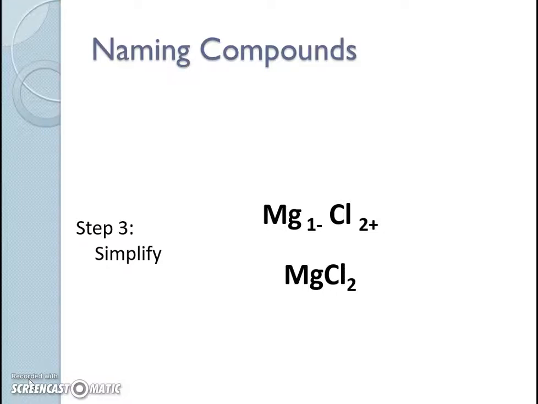Now, the first name, if we're talking about binary, is whatever that element is. So the first name is magnesium. The second name, however, needs to change. It needs to change into one of those binary common anions. So chlorine becomes chloride. Magnesium chloride is the name of this formula.